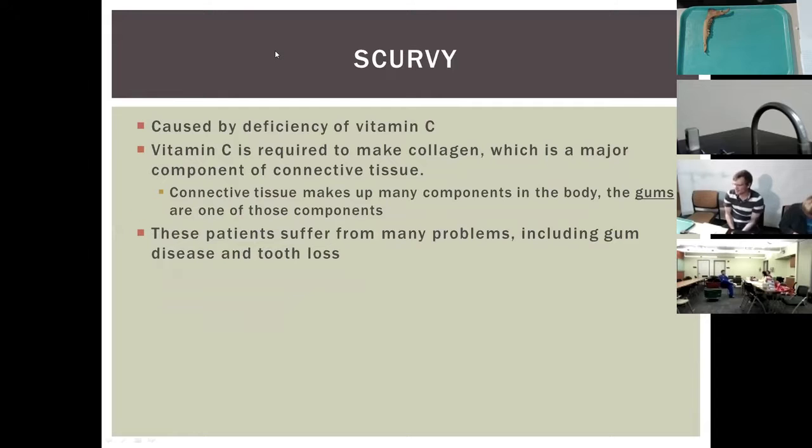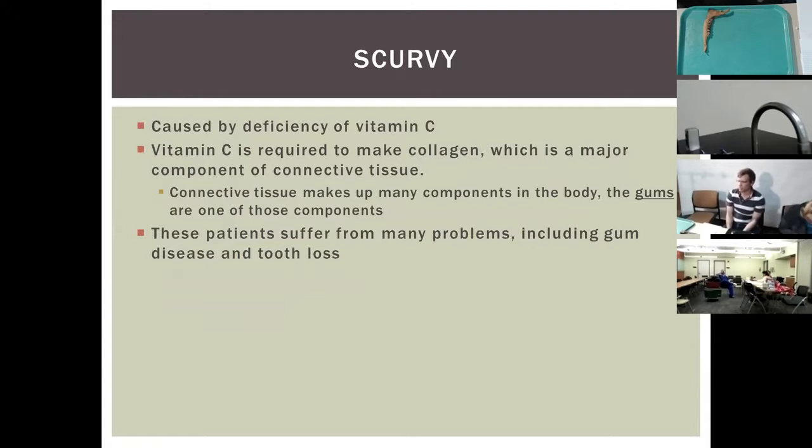Scurvy is something that can affect a lot of parts of your body, but something it commonly affects is the gums. And this is vitamin C deficiency. So if they're not eating enough fruits to have vitamin C in them, then they can get scurvy if it's happened for a long period of time. This isn't going to happen if you just don't eat an orange for a weekend or something.